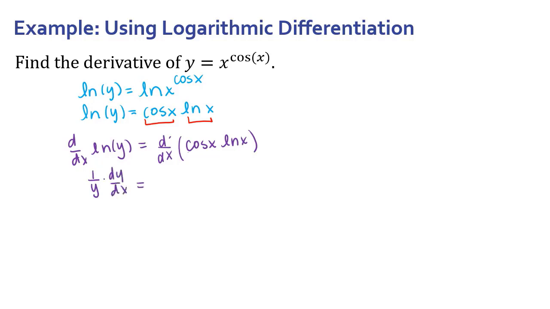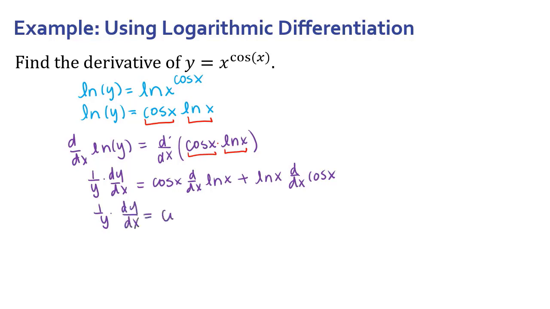So this becomes, on the left, 1 over y times dy dx equals, and I'm going to have to use that product rule here. So I'm going to get cosine of x times the derivative of the natural log of x plus the natural log of x times the derivative of cosine of x. Okay, so that is going to end up becoming the cosine of x times 1 over x, since that's the derivative of the natural log function, plus the natural log function times the derivative of cosine of x, which is negative sine of x.